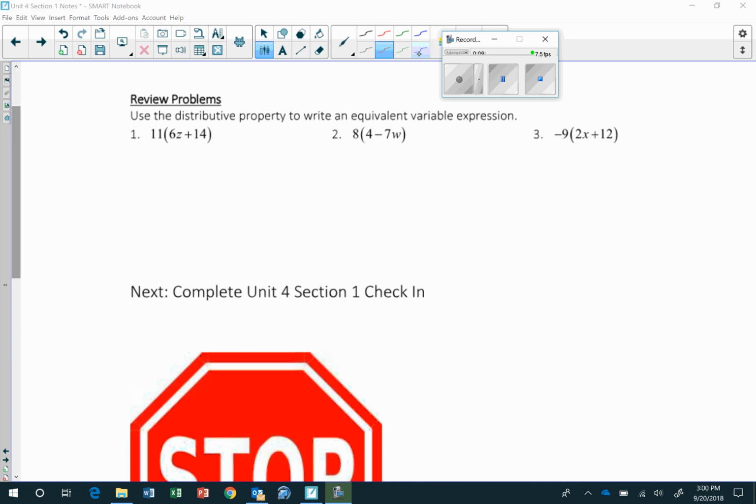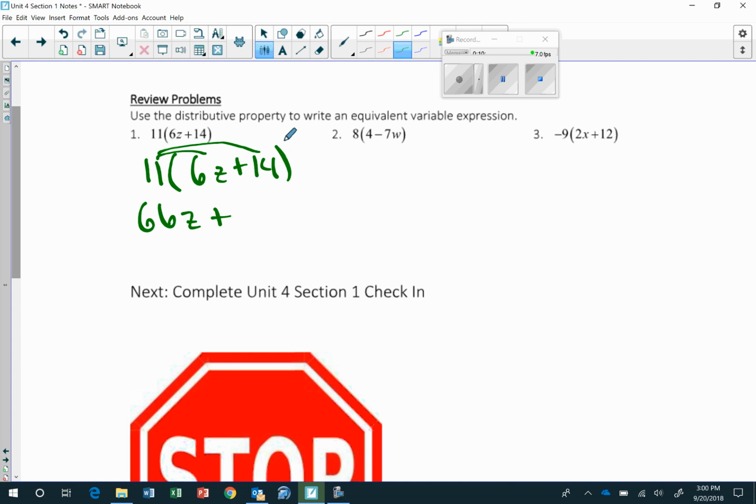I'm working on distributive property. So just a quick refresher. Distributive property means I'm going to do 11 times 6z and 11 times 14. So 11 times 6z is 66z. I have an addition sign. 11 times 14 is 154.